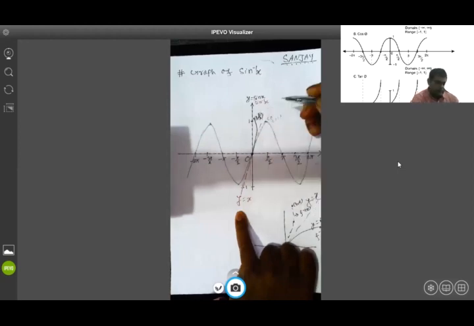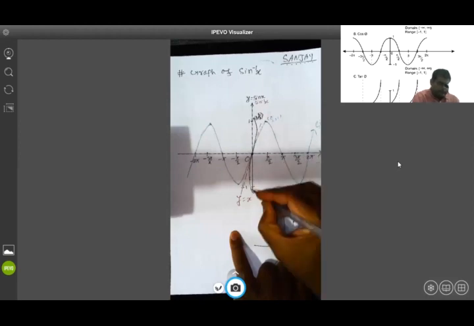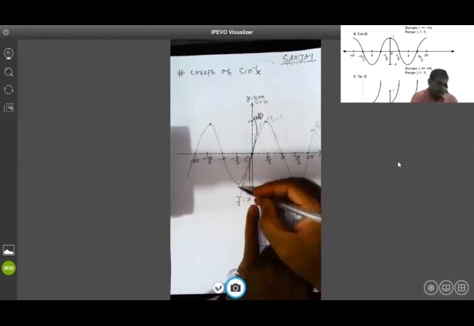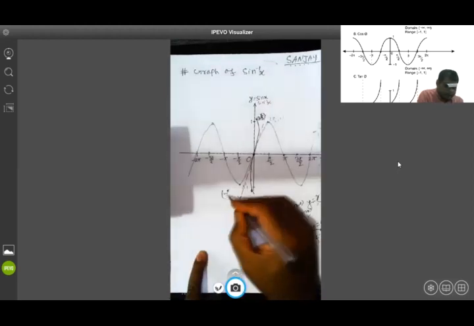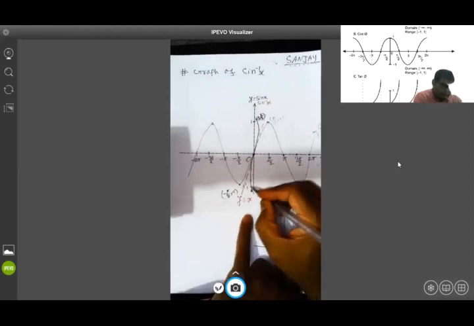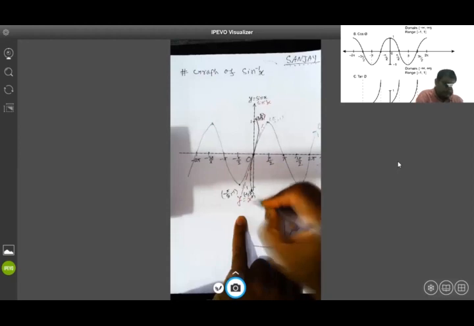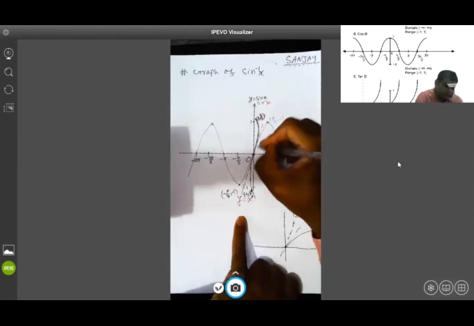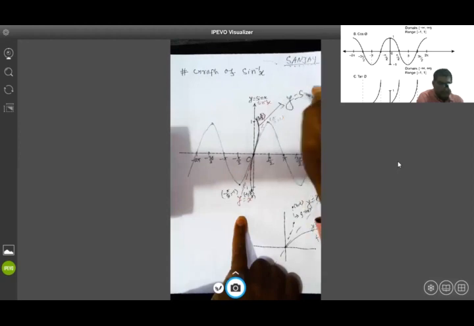Okay, and the lower portion of this graph will reflect like this. All right, so this point is negative pi by 2, negative 1, and the x and y values get reversed, so it will be negative 1 and negative pi by 2. So this in the dark color is the graph for y equals sine inverse x.